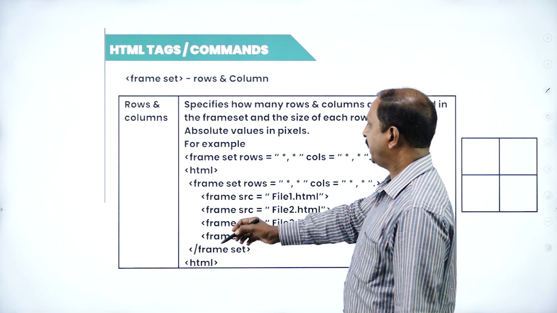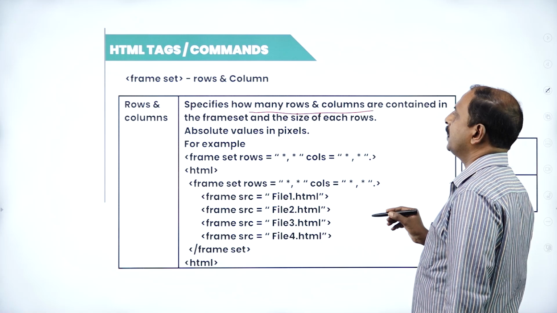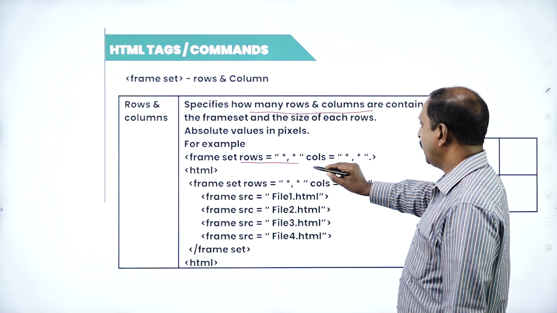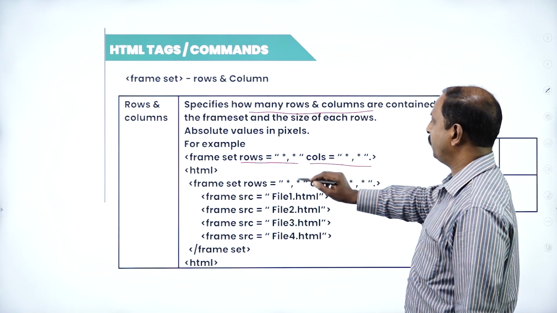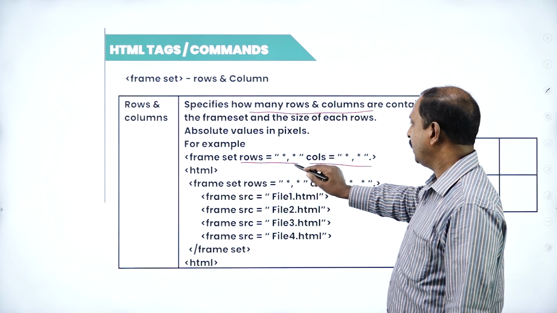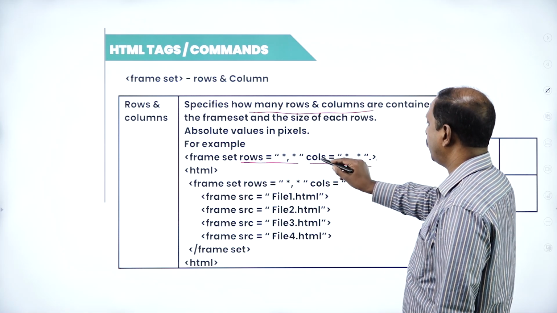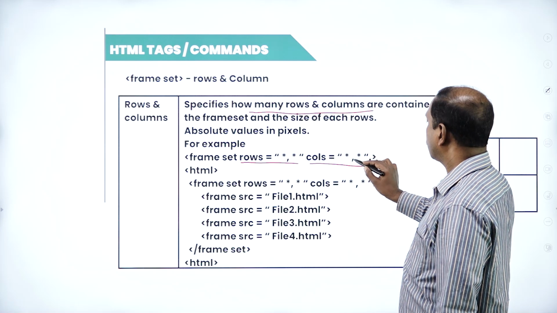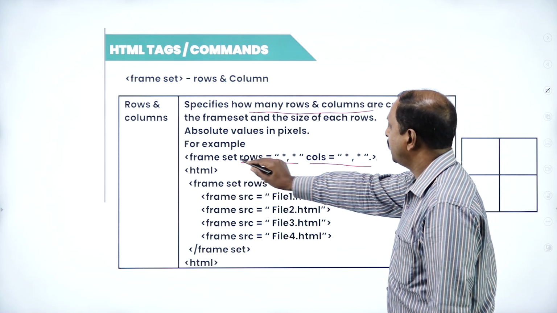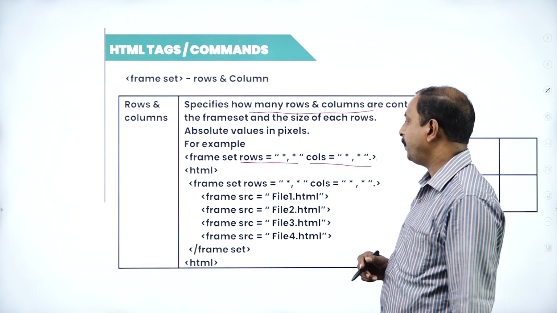Again, this is another syntax with rows and columns. We can specify how many rows and how many columns there are in a frameset. The syntax will be frameset rows equals this and columns equals this. Here if you observe, in rows there are two asterisks separated by a comma, which means there are two rows, and here two columns. COLS stands for columns. So star comma star means two stars, indicating two columns. So this is a syntax where we can have two rows and two columns in a particular web page.